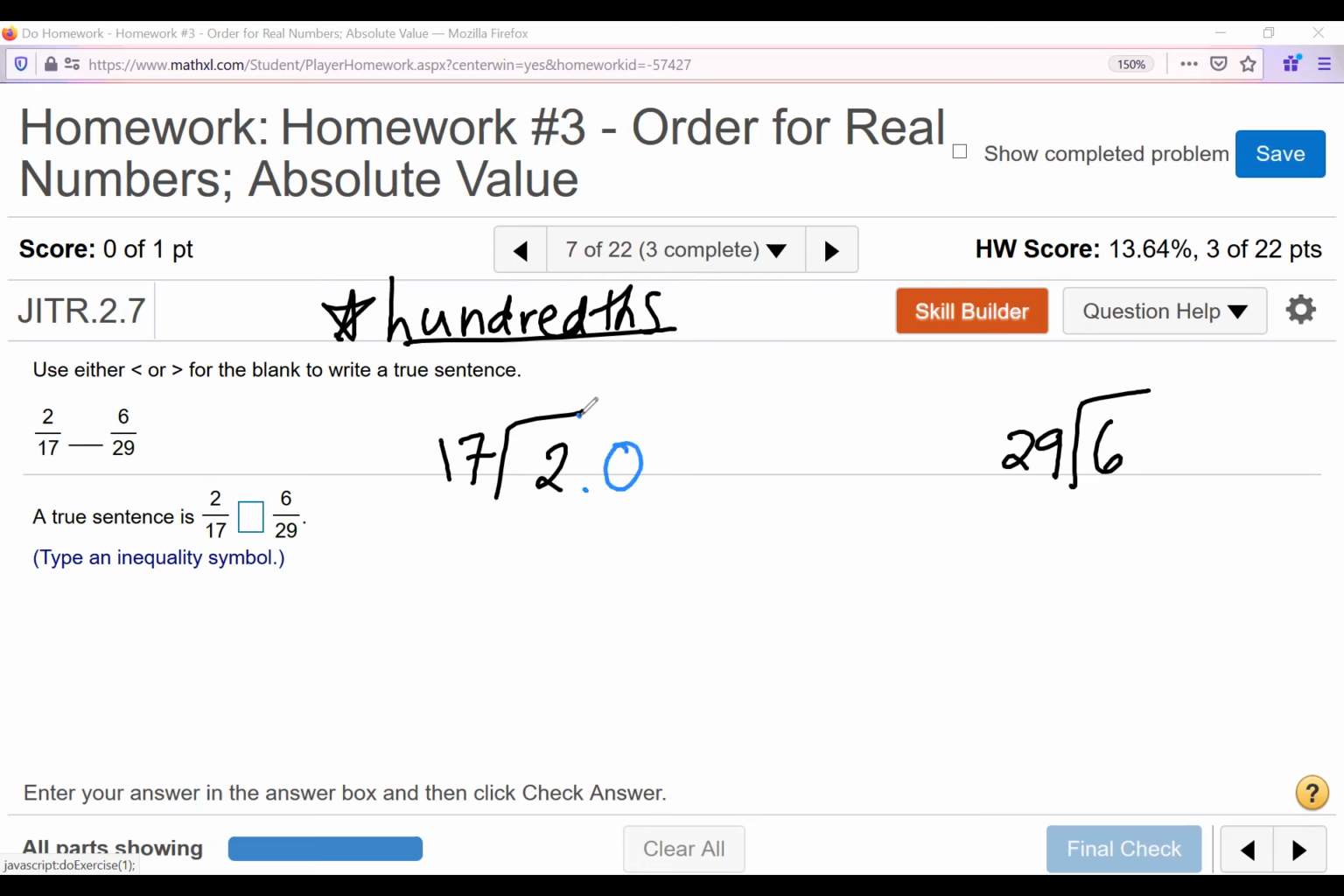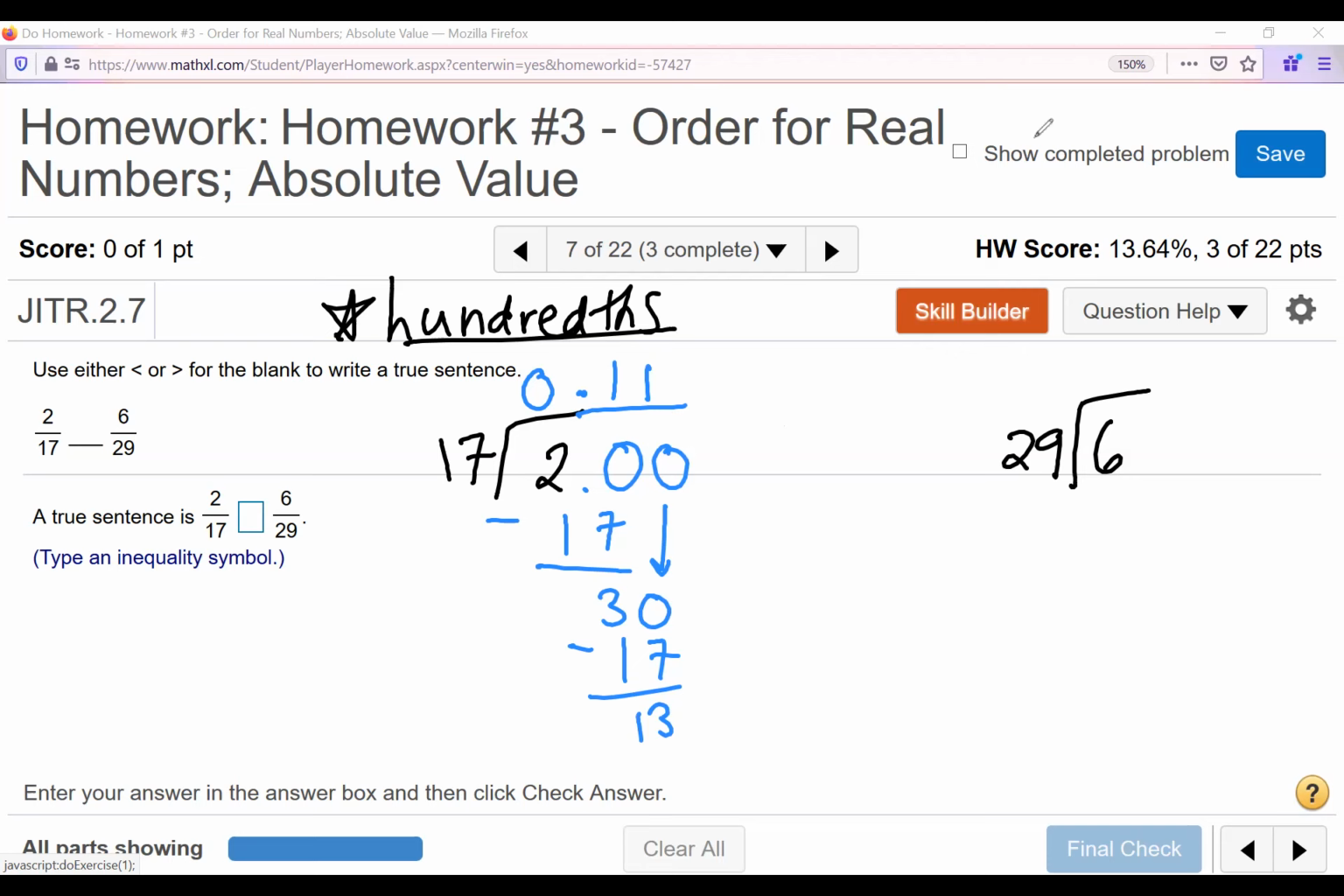Add your decimal, add your 0. 17 doesn't go into 2, so we put a 0. 17 goes into 20 one time. So I'm writing a 1, then subtracting. 1 times 17 is 17. I get 3. I'm going to add a 0 and bring it down. 17 times 2 is 34. So actually, still, 17 only goes into 30 one time. Subtract. Get 13. I'm going to stop there. So I'm getting 0.11 so far. Obviously, I could keep going, but I'm going to stop there.